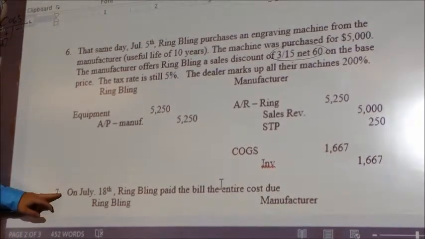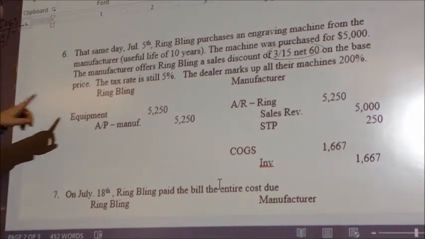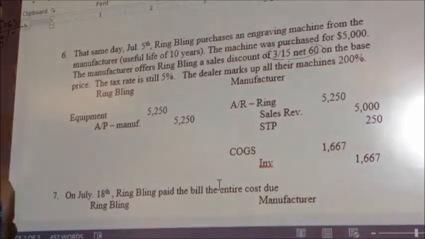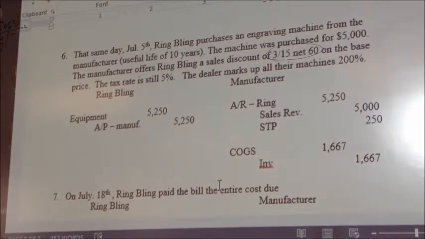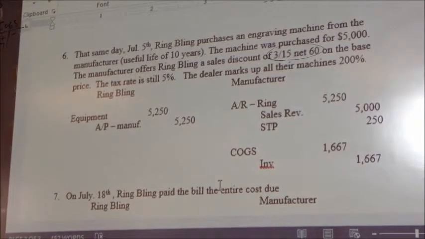All right, so on the 18th, we do pay the bill. Bling pays the bill. They offer us 3% if paid in 15 days. The bill is paid on time for the discount. Now we got to show that. All right, so Bling.